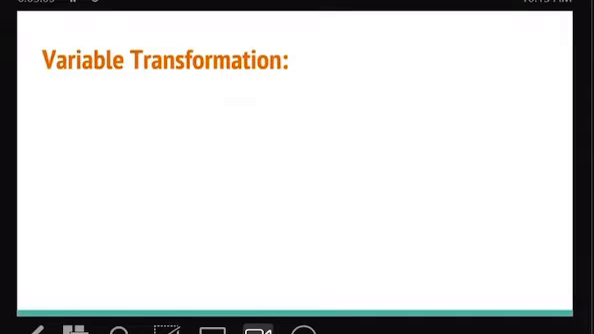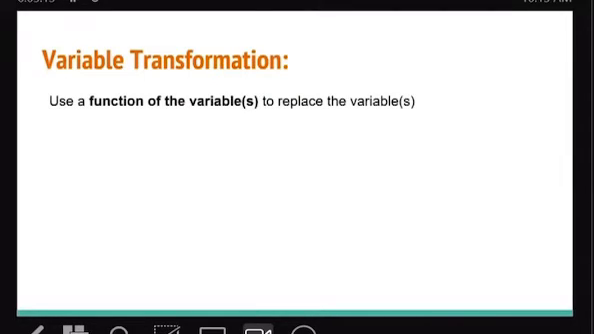Now we're going to consider variable transformation, like I said, where we use a function of the random variable to replace variables. Let me tell you this. In every statistical model, we normally have variables as part of the model. Whenever there's a violation, it means our variables in the model are not presented appropriately, and therefore need to be transformed or replaced. And that's why we use a function of the variables to replace the variables.